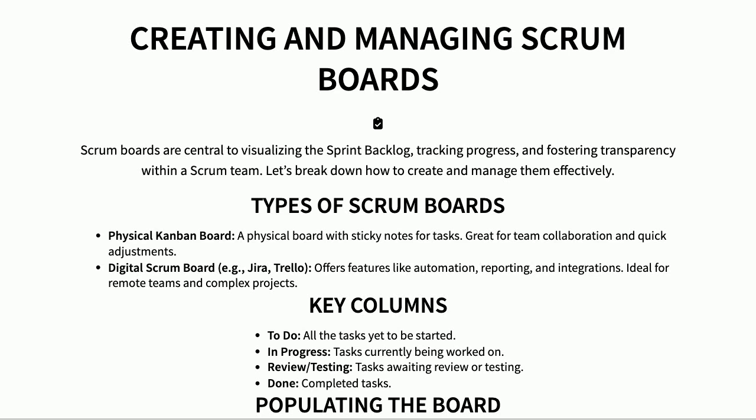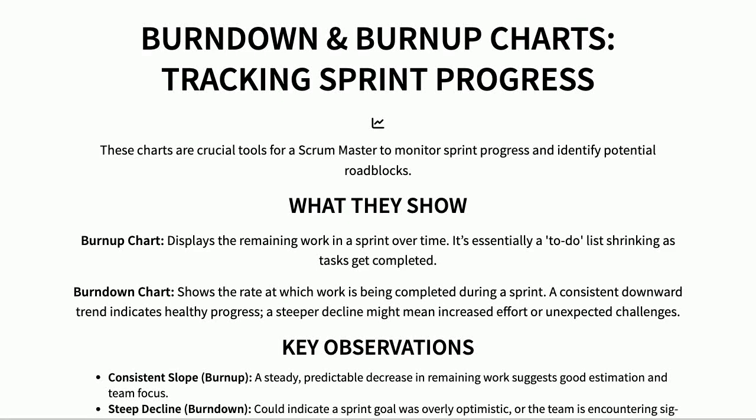Okay, let's talk about burn up and burn down charts, super important tools for a Scrum Master. A burn up chart shows us the remaining work in a sprint over time, like a shrinking to-do list. A burn down chart then tracks how quickly we're completing that work. A consistent slope means things are going well, but a steep drop could signal we need to talk about our estimates or something's blocking progress. Flatlining? That's a red flag. These charts aren't for pointing fingers, they're all about keeping everyone informed and tackling any issues together.